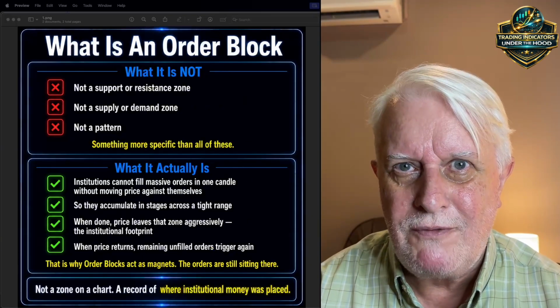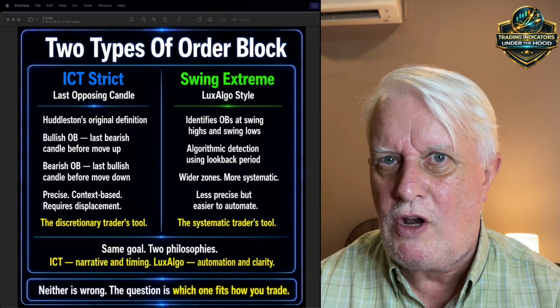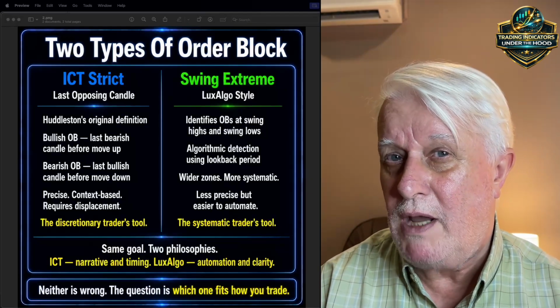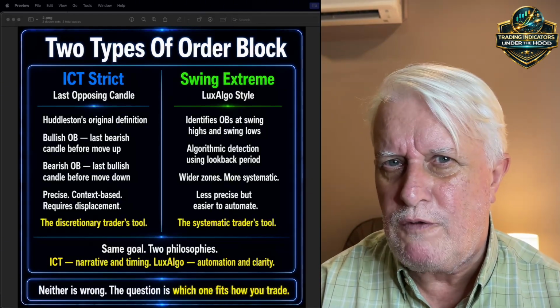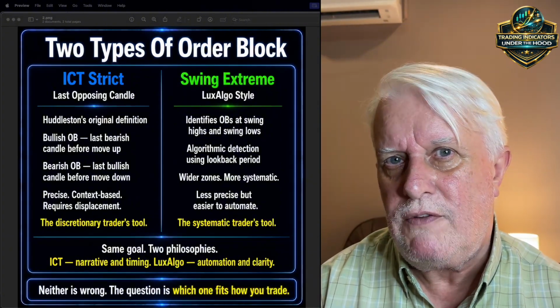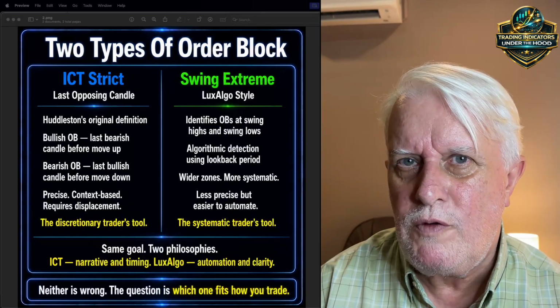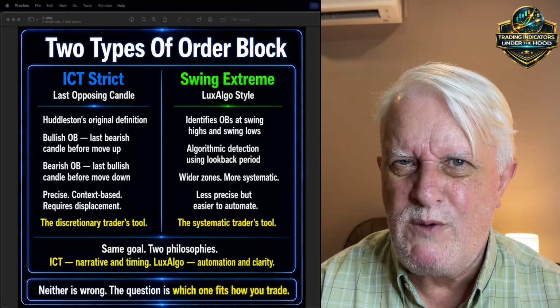There are two types of order blocks, and I've written a Pine indicator that shows both, and we'll be seeing that shortly on the charts. They are two detection methods, and they represent two different philosophies. ICT emphasizes narrative and timing. Lux Algo delivers automation and clarity. Neither is wrong. The question is, which one fits how you trade? Let's move to the charts.